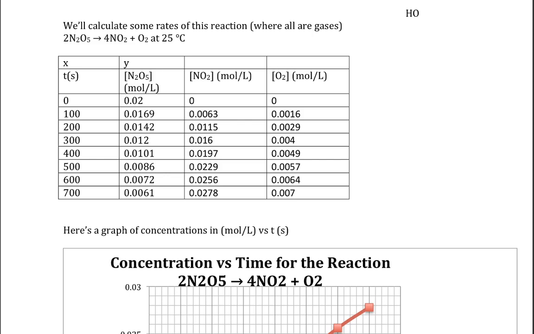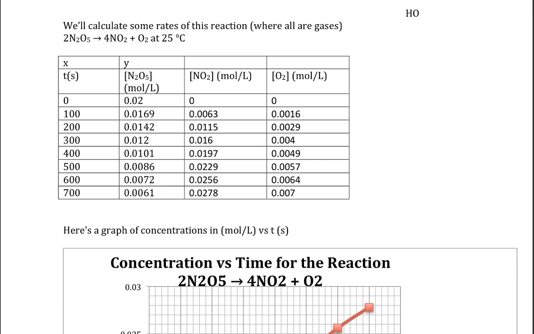So we have data that begins at, of course, time 0, and we monitor reaction concentrations for 700 seconds. Our first column is, you see, time in seconds. Our second column is the concentration of the reactant, N2O5, moles per liter. And the third and fourth columns are concentrations of the products, the NO2 and the O2. Something to note about our reaction is the stoichiometric coefficients, 2 N2O5 forming 4 NO2 plus 1 O2.